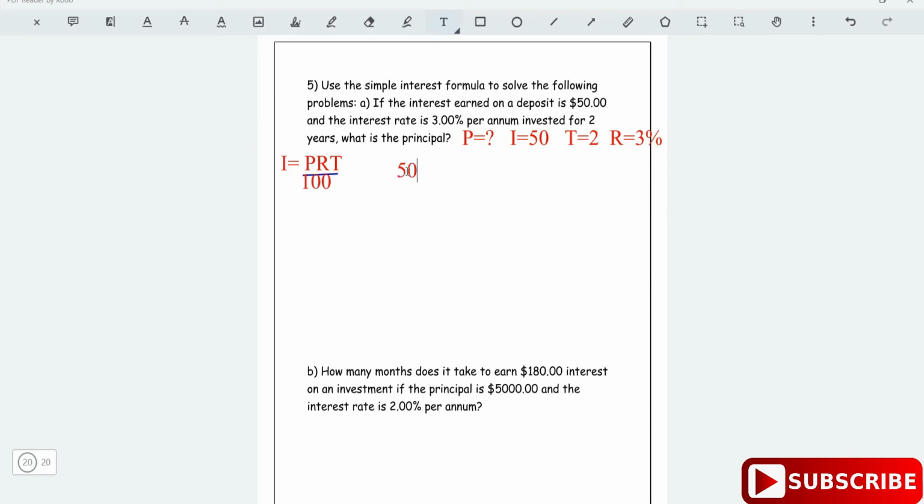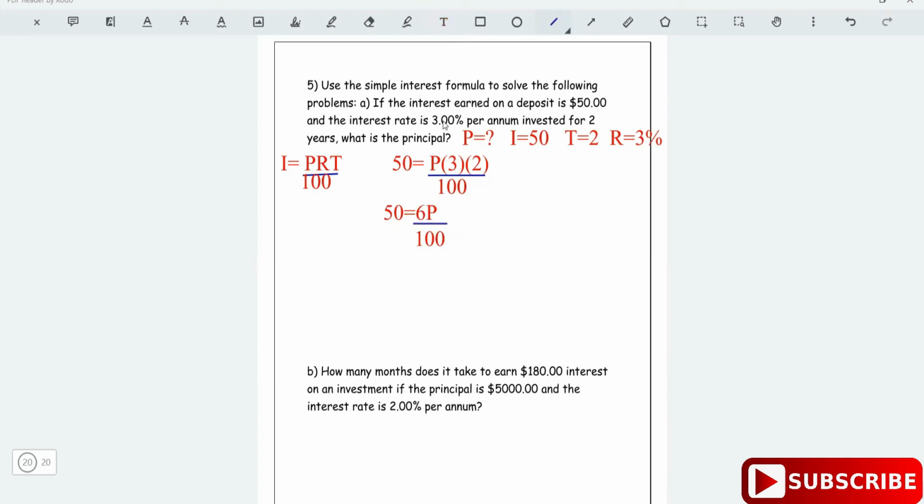So the interest of $50 is equal to principal, we don't know, let's call it P, times the rate of 3 times time of 2 years, and this is all being divided by 100. So now we're going to simplify this some more. So what we're going to get is 50 is equal to 2 times 3 is 6. So we get 6p divided by 100.